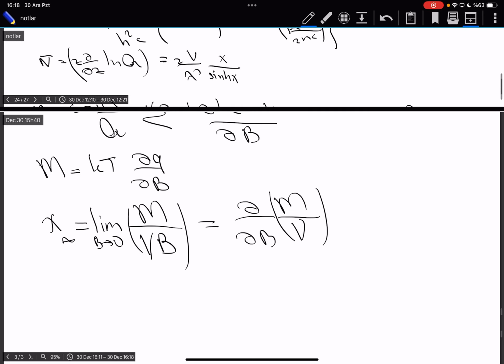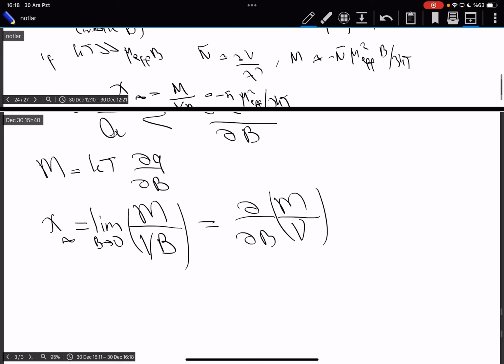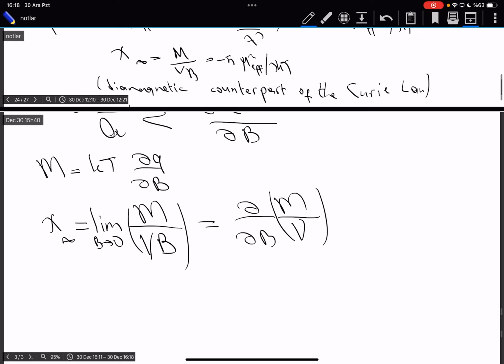This should be less than 0, I guess. Why? Since we are studying the magnet. This turns out to be minus 5 mu effective divided by 3 kT. It is negative. Well, not because it had to be diamagnetic. It is diamagnetic because this turned out to be negative. And this mu effective is basically E h bar over mc.